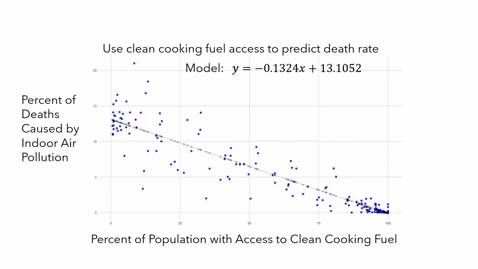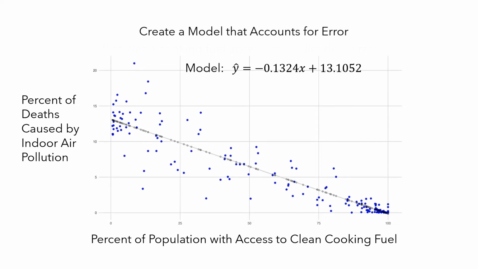But if we look at the actual data points, it's pretty clear that not every country has data values that lie on this line. To indicate that our model is only producing estimates, we write a hat on top of the y. These estimates allow us to make predictions, so they're still useful even if the predictions aren't perfectly accurate. Now, we can create a more complete model, one that accounts for the errors in our predictions. To do this, let's think about these errors.